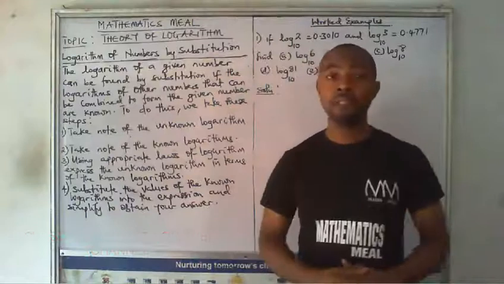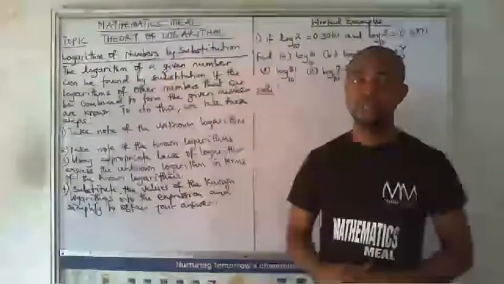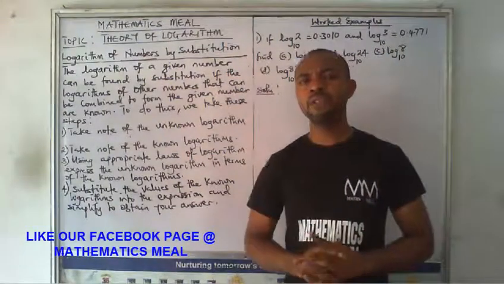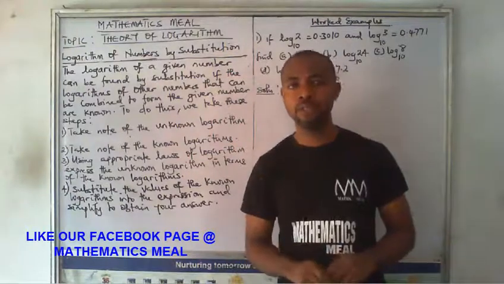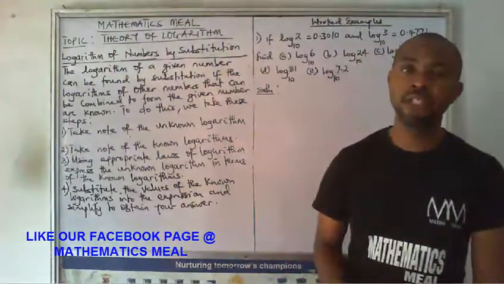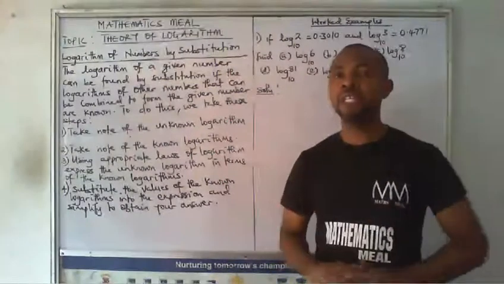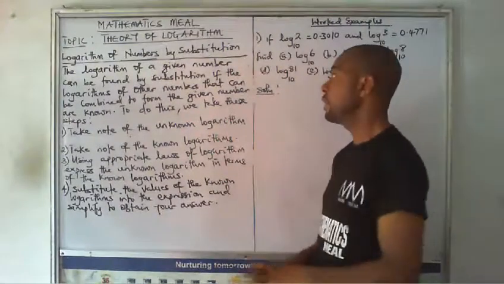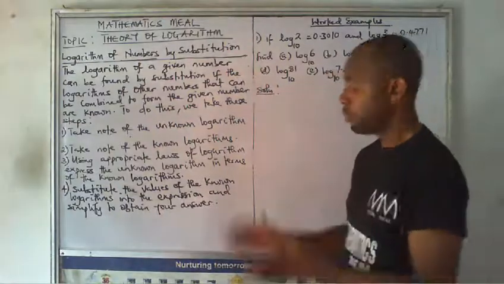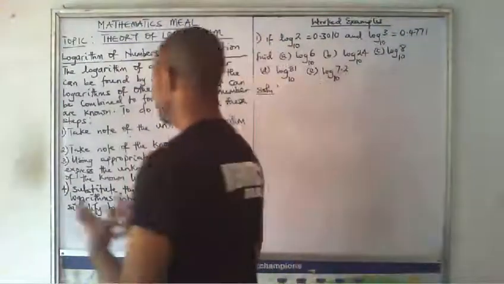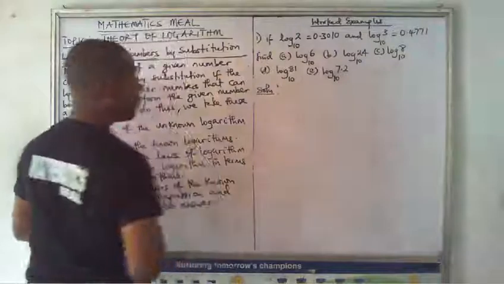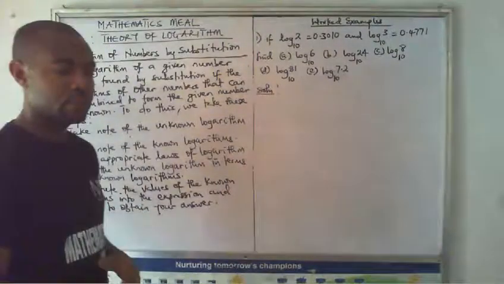Today on Mathematics Meal, we are still on theory of logarithm. Remember that we have looked at the meaning of logarithm, the laws of logarithm, and simplification of terms and expressions involving logarithm. Today we are looking at a different aspect of logarithm, and that aspect is logarithm of numbers by substitution.